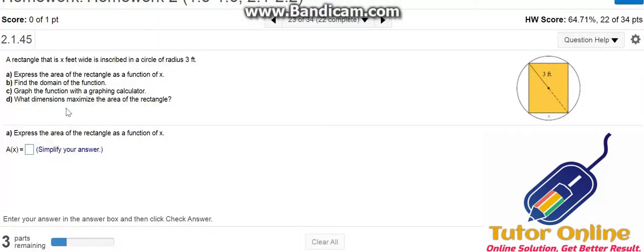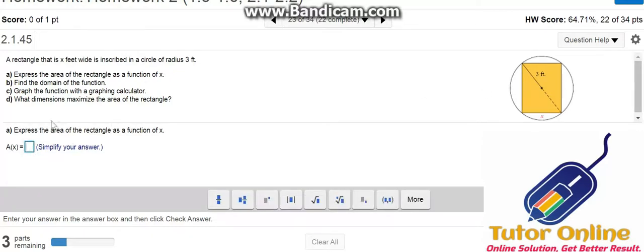So in this question, a rectangle that is x feet wide is inscribed in a circle of radius 3 feet. The radius of the circle is 3 feet. Express the area of the rectangle as a function of x. So what will be the area of the rectangle? Find the domain of the function, graph it, write the dimensions that maximize the area of the rectangle. So we'll have to find it.